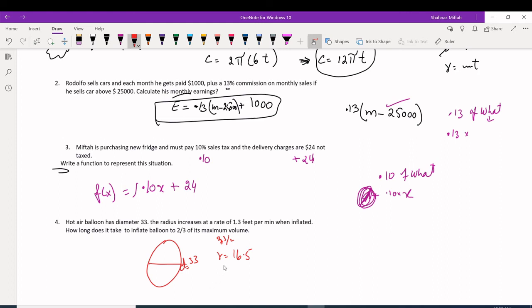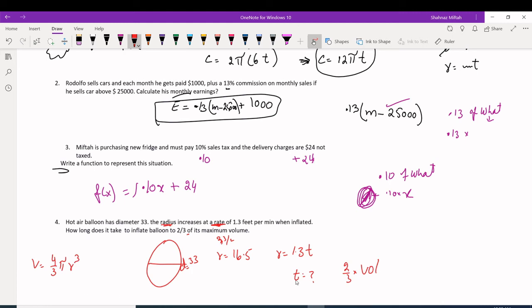Then other information that I have is the radius increases at a rate. Again, that's the rate. This is not the radius. That's the rate of the radius increasing. So r equals 1.3t, and I already said in the other question that t is supposed to be time. When inflated, how long does it take? So t I'm missing. When the balloon inflates to 2/3 of its maximum volume, 2/3 of means multiplication of the maximum volume. So this is one piece of information. This is everything I need for this question. Now, the volume of the balloon is 4/3 pi r cubed. That's the volume formula.